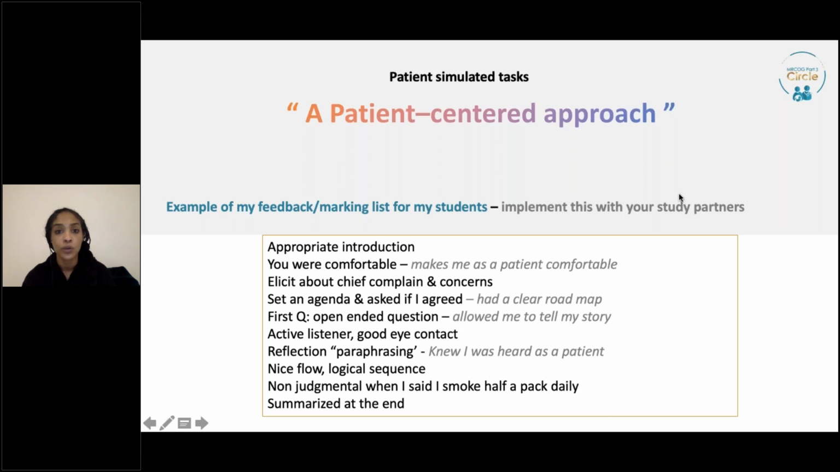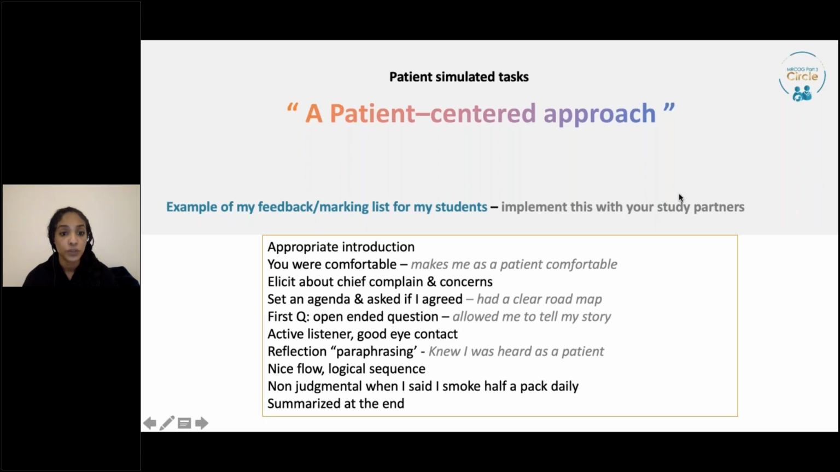Okay, so like I said, we're talking just purely about patient-centered approach, nothing else for the time being. So when you have your feedback points, and it's the same for each and every counseling station, no matter what it is, you tell them, see, did they have appropriate introduction? Or you can ask yourself, did I have an appropriate introduction? Yes or no?